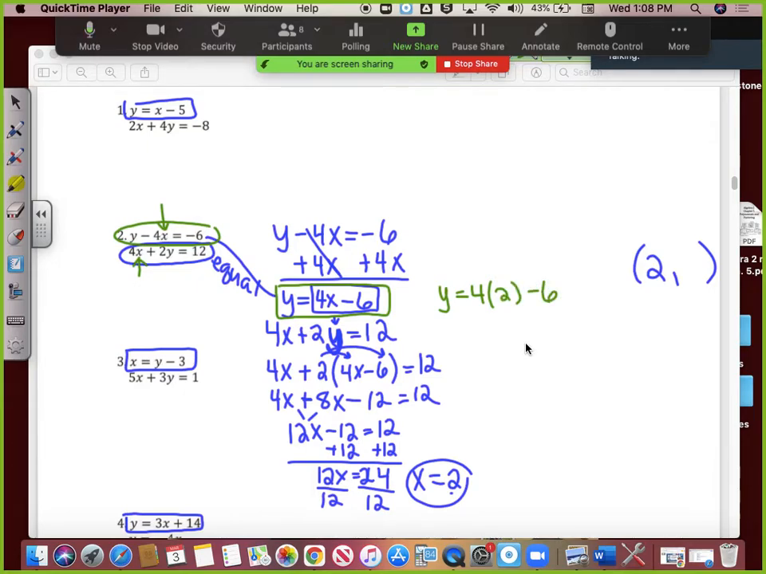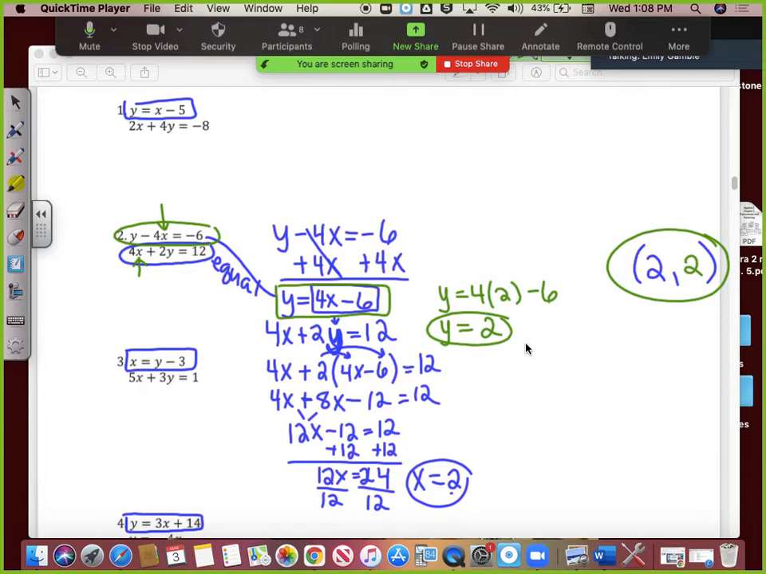What I did was I took the equation y equals 4x minus 6, and I replaced x with 2, since that's what we found x to be equal to. And I'm going to get what for y? 4 times 2 is 8. 8 minus 6 is going to be 2. So all together, we have x is equal to 2. y is equal to 2.